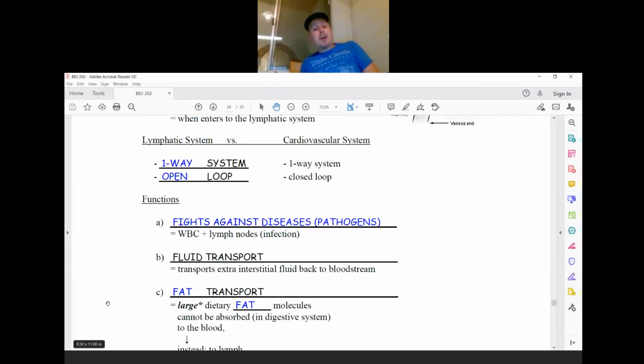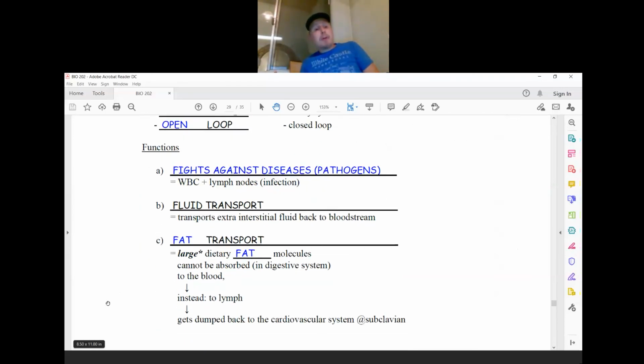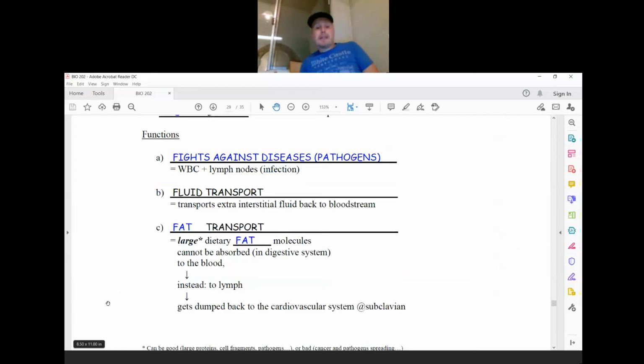The functions of the lymphatic system, three important functions: fighting against diseases or pathogens. So our white blood cells within the lymph nodes do this job. Also transporting fluids. So this is the extra fluid that leaked out from the cardiovascular system.